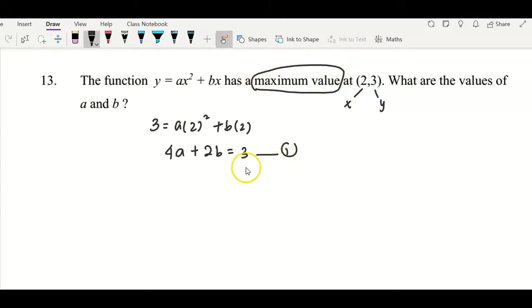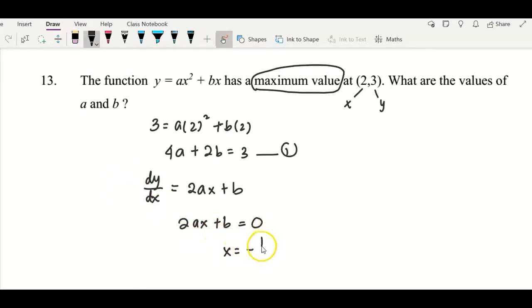Maximum value at (2, 3), meaning that we need to find dy/dx so that we can apply this information. dy/dx equals 2ax plus b. So when I let 2ax plus b equal 0, I solve for x. x is the value of the extremum point. Here I solve for x and I get x equals negative b over 2a.